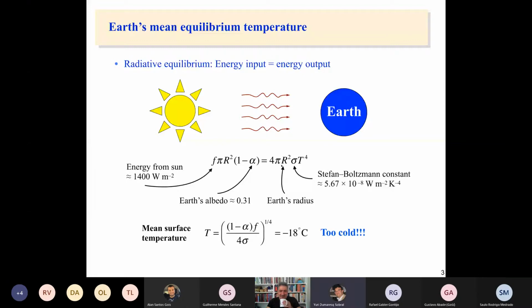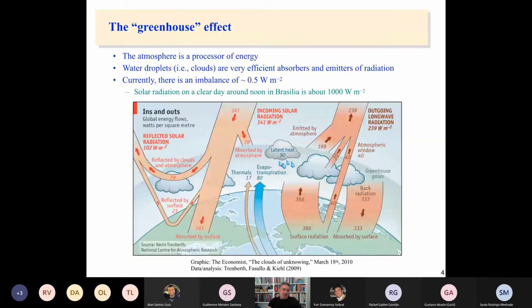There is no atmosphere in this calculation. Yes, Yuri is right. So there is no atmosphere. So this works only for basically a rock that is flying in space, more or less. So we have neglected the atmosphere in this calculation. The atmosphere is a very complicated thing.